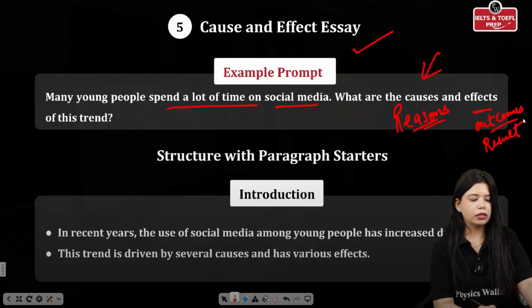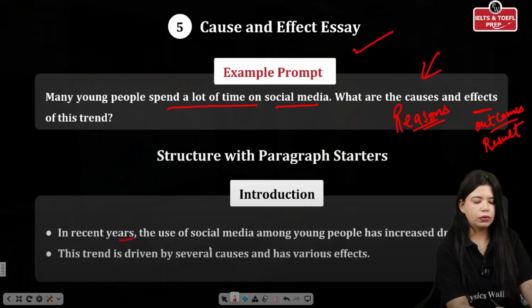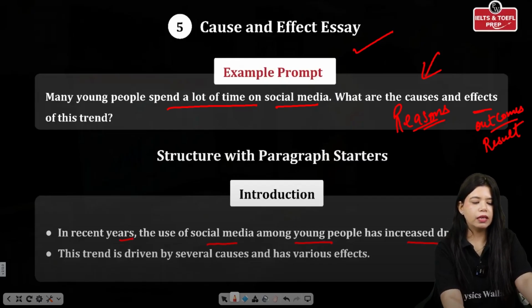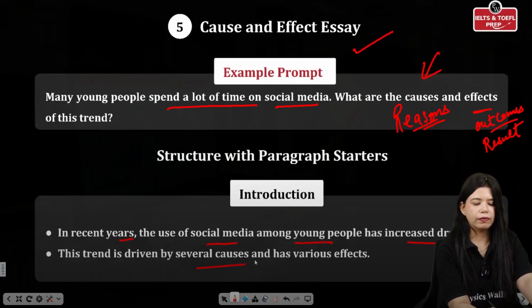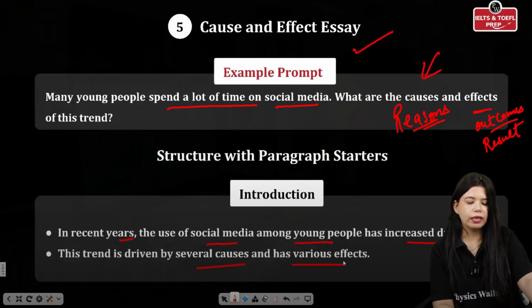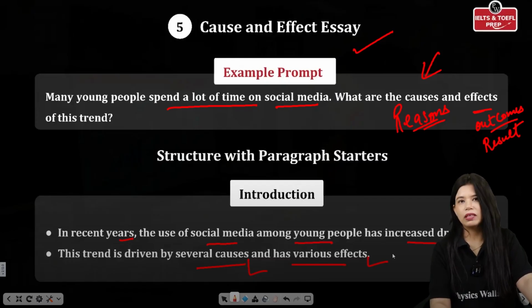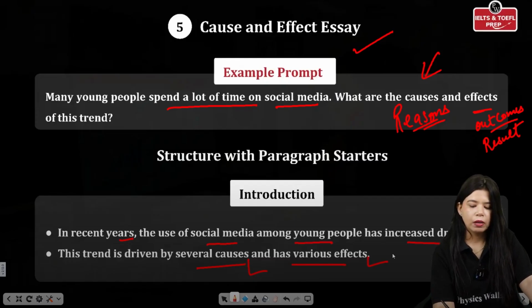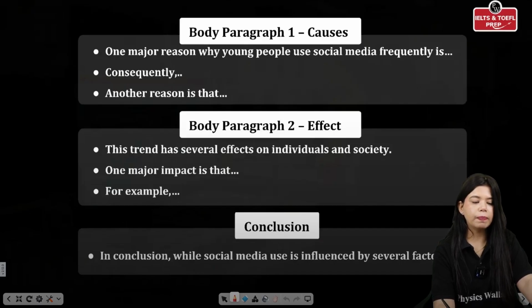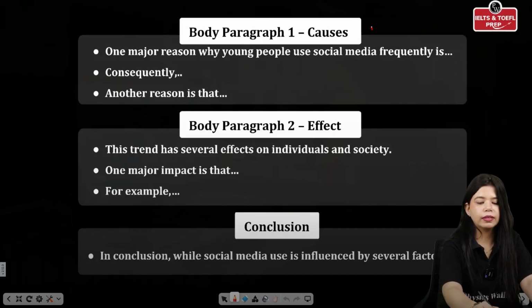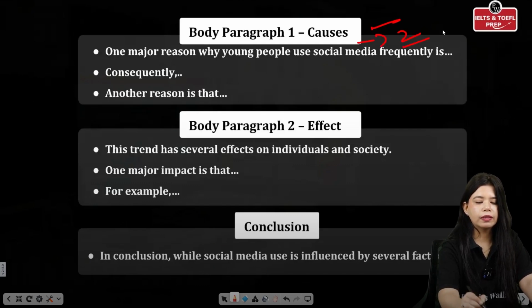So in the introduction, you can say, in recent years, the use of social media among young people has increased dramatically. This trend is driven by several causes and has various effects. Something like this can be your introduction. I would recommend including a cause and an effect over here, just mentioning that without explaining. Moving on. Body paragraph 1, make it on causes and write 2 causes.